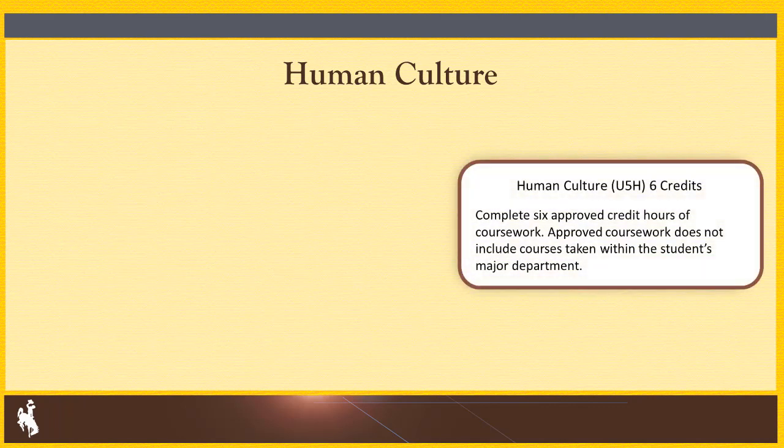The next USP is the human culture, or the H, and this one's a little bit different. There's not one class to cover this. A student needs 6 credit hours of human culture coursework to satisfy the University Studies program. The H is the largest in the variety of elective choice that students have to cover this USP attribute.